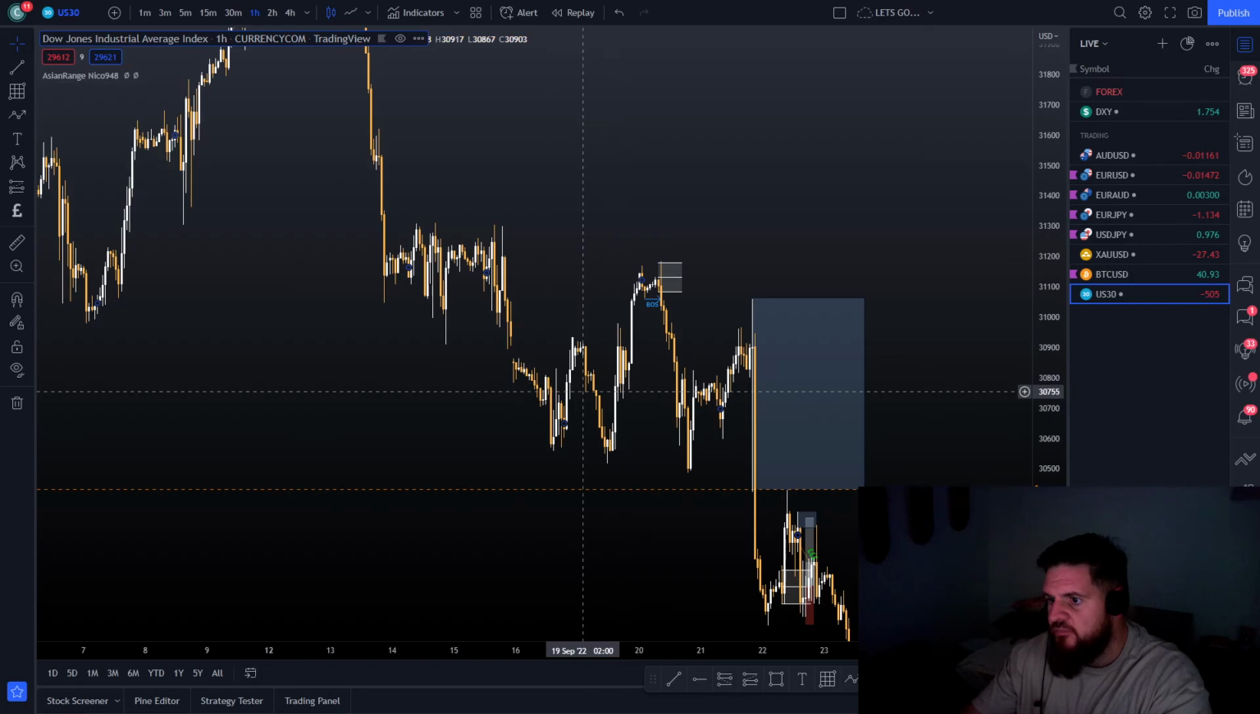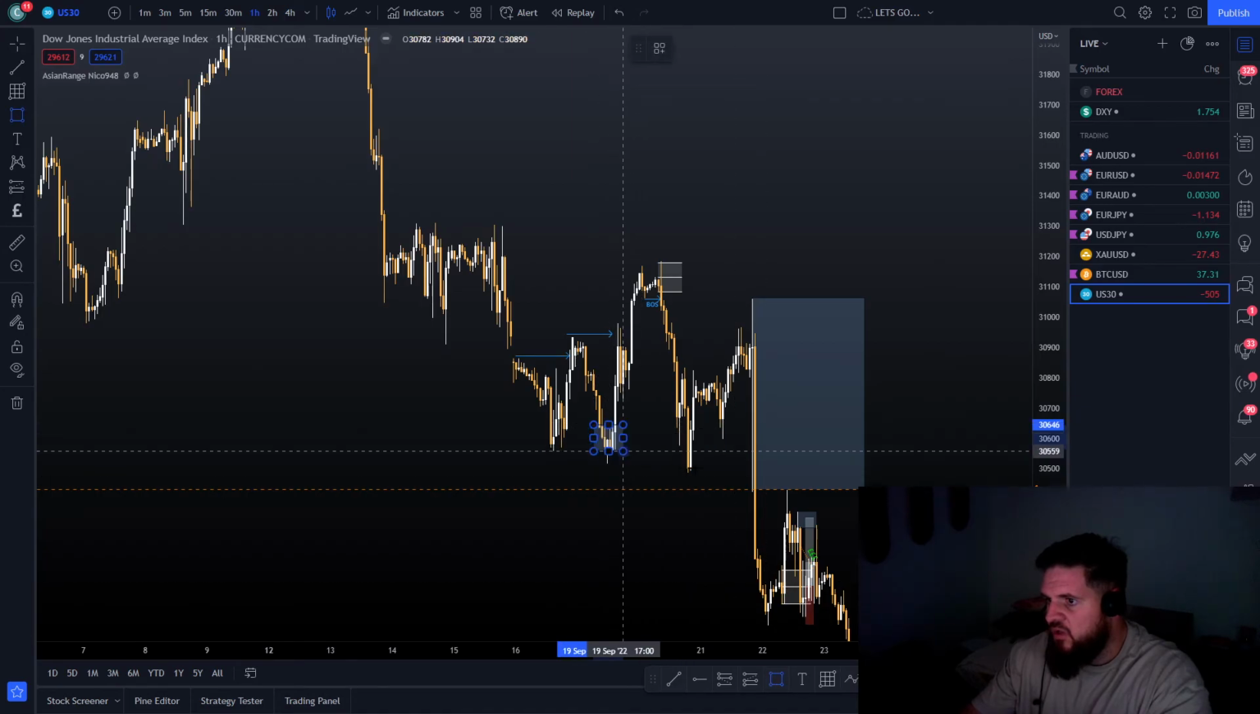Break of structure. Two seconds. What's going on here? Alright, break of structure there, look. Break of structure there. Okay. You could have entered here. You would have got stopped out.